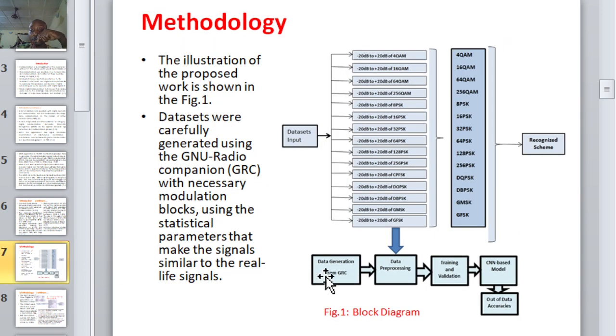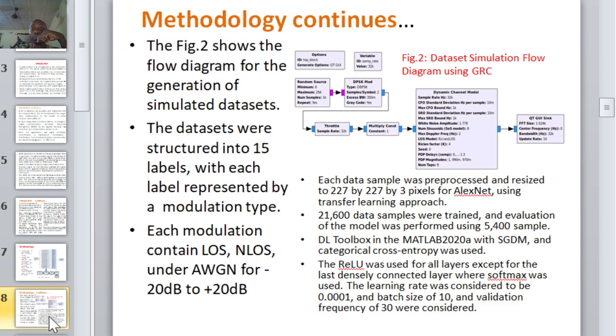The methodology. We acquire our data in the environment of the GNU Radio Companion. We preprocess the data. The data were trained and validated, and thereafter, the model built was tested with an out-of-sample data set. And this particular figure explains how we have labeled our data set for the training. This figure explains how we have been able to demonstrate the generation of our data set for each modulation scheme.